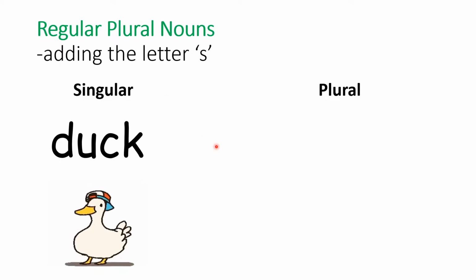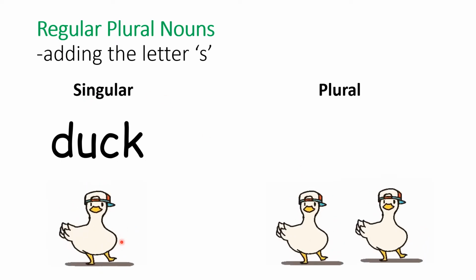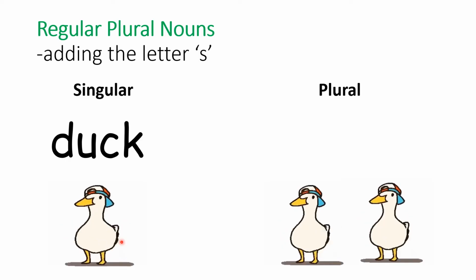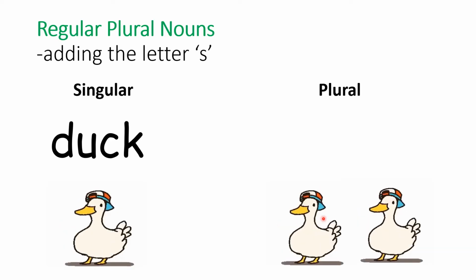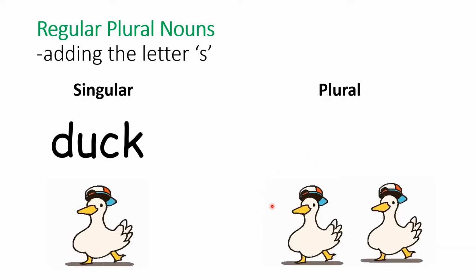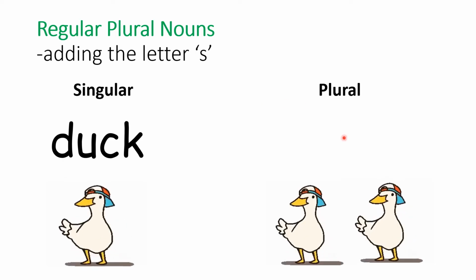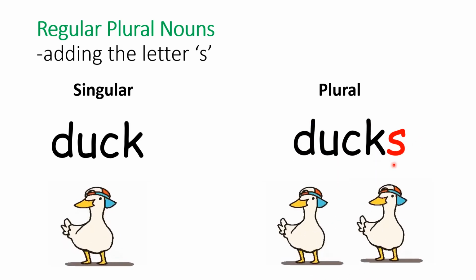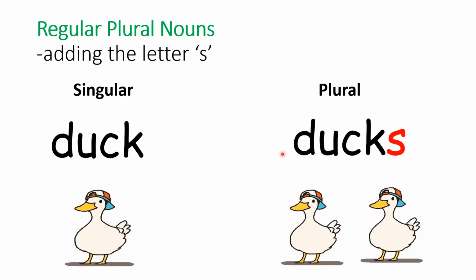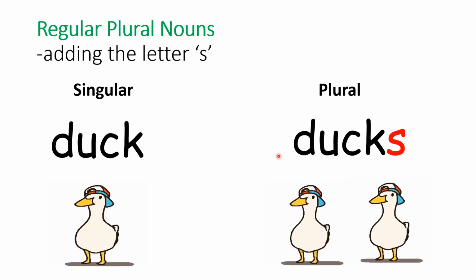Now, what if there is more than one of this animal here? For example, let's say there are two of them now. So, what do you call these two? If singular is duck, what's the plural? The plural word for duck is ducks. Repeat after me. Ducks.